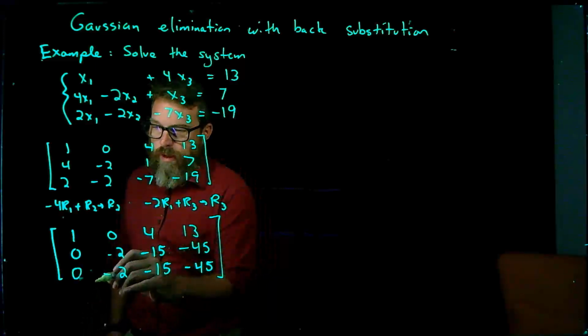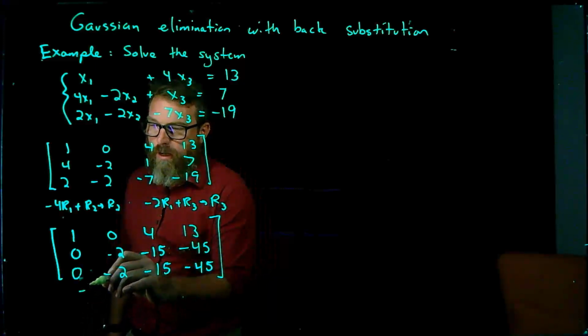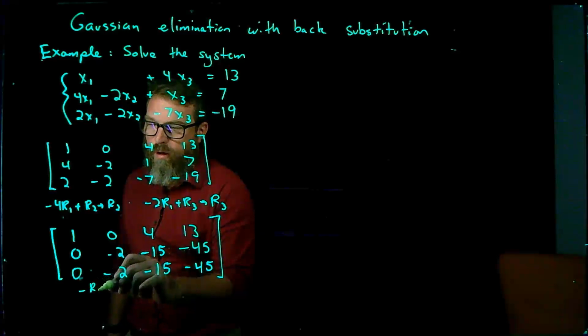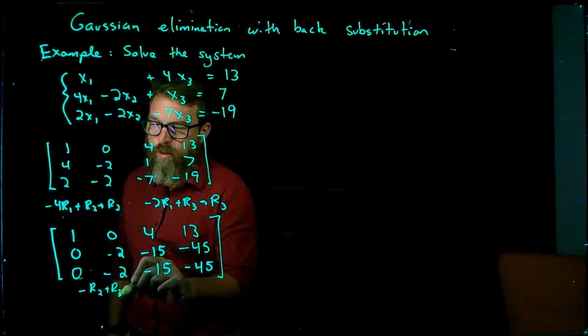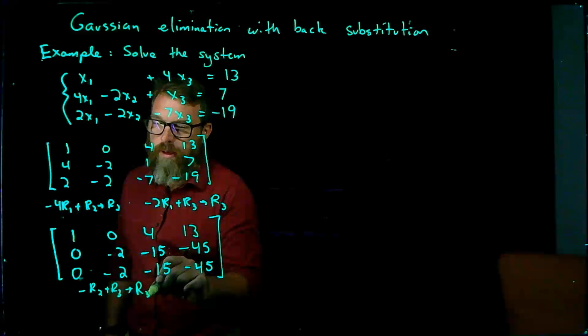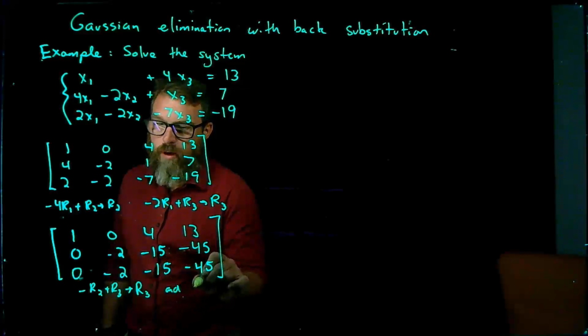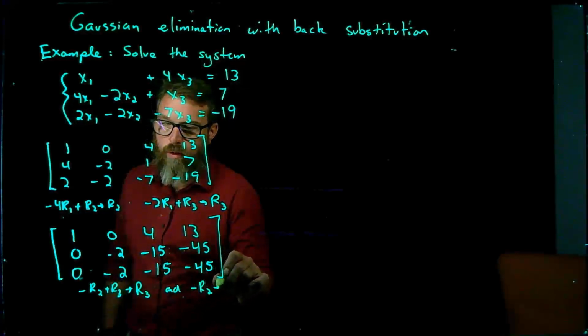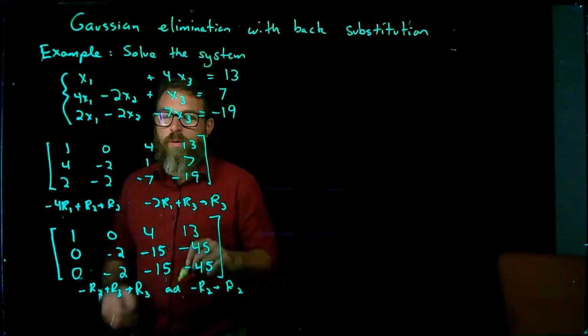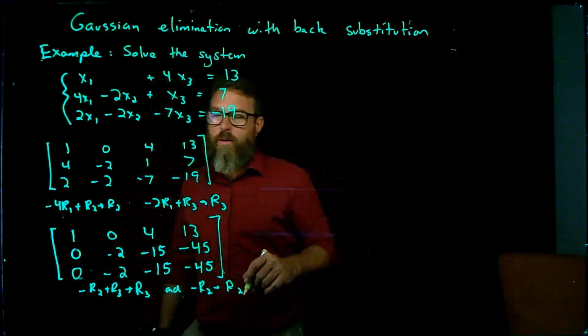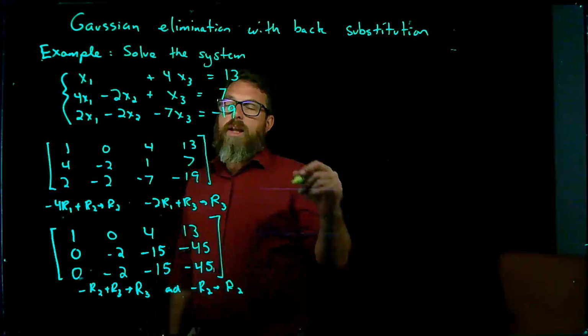And I'm going to do this way. I'm going to go minus row 2 plus row 3 is going to be my new row 3. And after I'm done with that, I'm going to go negative row 2 is my new row 2. And that's just to make row 2 positive, so I don't have to have all these negative coefficients. So we'll clear out that third line first.